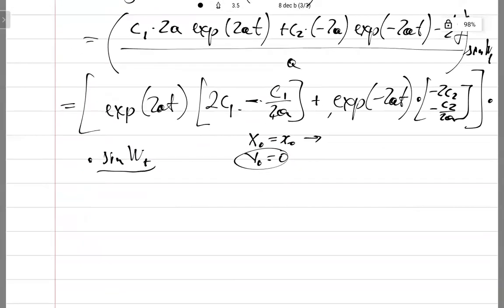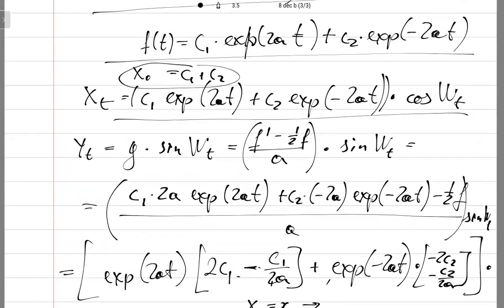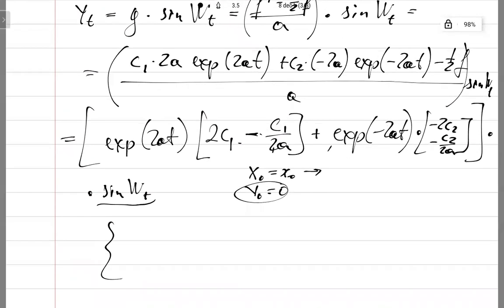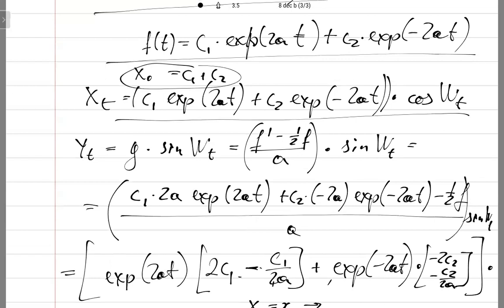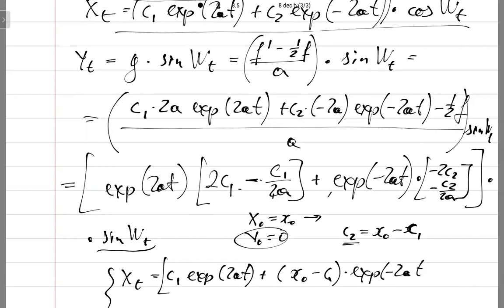And now we have, let's remove it. Say C2. C2 is x0 minus C1. So we will remove C2 using the initial conditions. So we have x(t) is C1 exponent 2AT plus x0 minus C1 exponent of minus 2AT times cosine of WT.